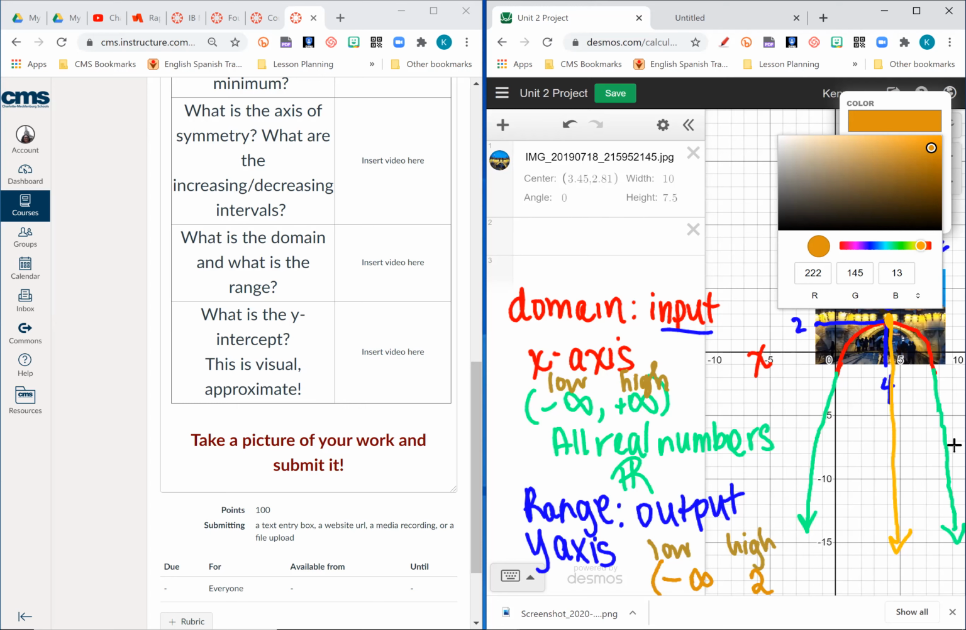Infinity always gets a soft bracket. That's the reason why you saw me using a soft bracket here and here. Infinity always gets a soft bracket. And then we're going to put the hard bracket here, which means it's equal to. Soft bracket means it's not equal to, and you can never be equal to infinity. Hard bracket means that it is equal to. So my range is from negative infinity to positive 2 because my highest value is 2, my lowest value is negative infinity. It is going off to negative infinity. And that is how you find the domain and the range. Thank you.